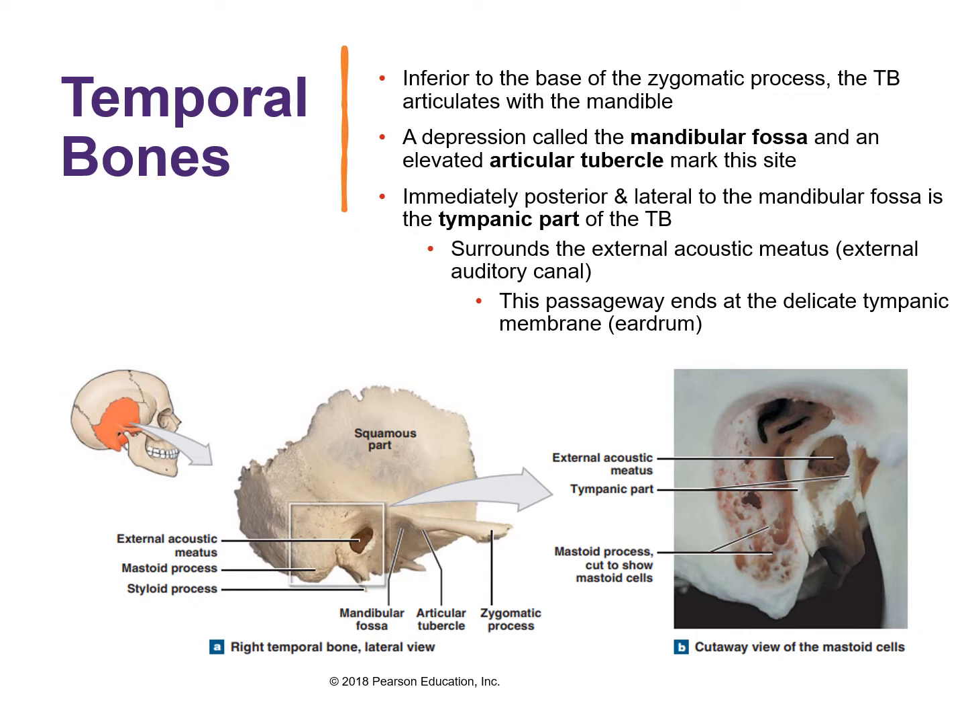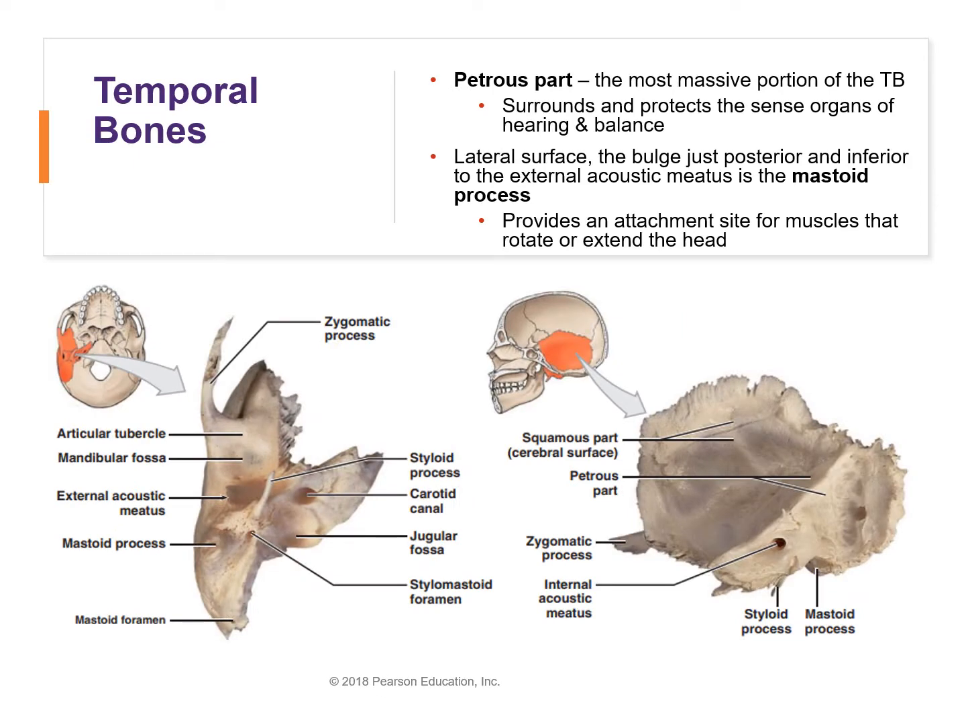So immediately posterior and lateral to the mandibular fossa is going to be that tympanic part of the temporal bones, right? And that's going to surround the external acoustic meatus, which is the external auditory canal, right? And this passage will end at the delicate tympanic membranes, also known as the eardrums. So the petrous part, right? This is going to be the most massive part of the temporal bones, right? And it's going to surround and protect the sense organs of the hearing and balance.